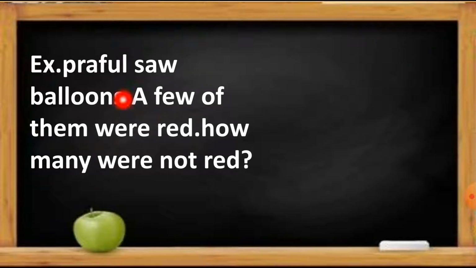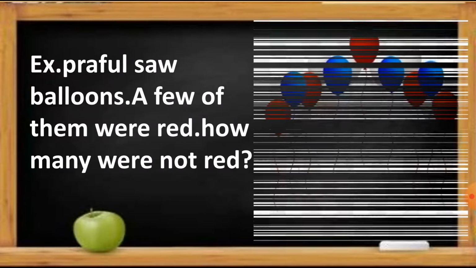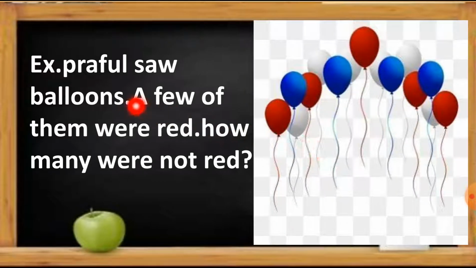Here is one example for you. Praful has some balloons. A few of them were red. How many were not red? Do you want to see the balloons? Here are the balloons, students. Some balloons are red, but you have to count how many were not red. So what should you do? You have to count the total and then subtract the red balloons, so you will get the answer.